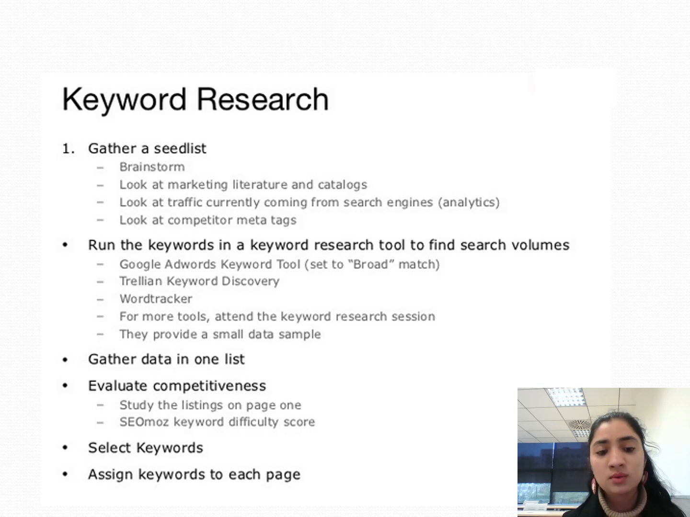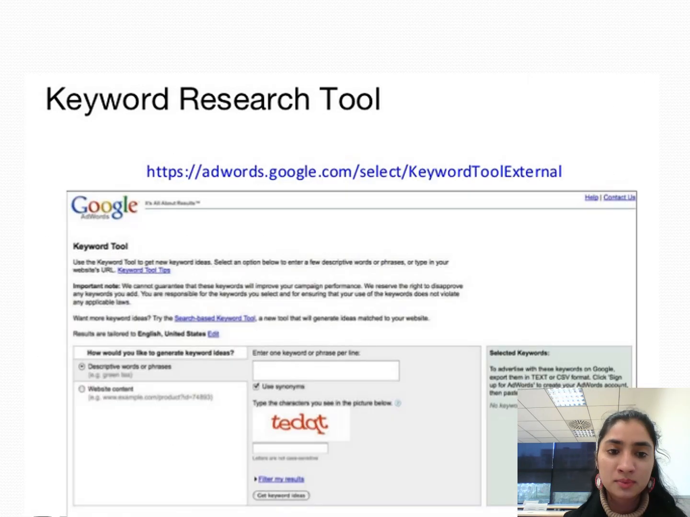So these are the keywords that we have to select. So how would we do it? We can brainstorm it. We can see how many people have searched for these keywords. Run the keyword in a keyword research tool. We can use various tools to see the volumes. Gather data in one list, make a list of the keywords, then see what competitors are using, then select the proper keywords and assign the keywords to your website.